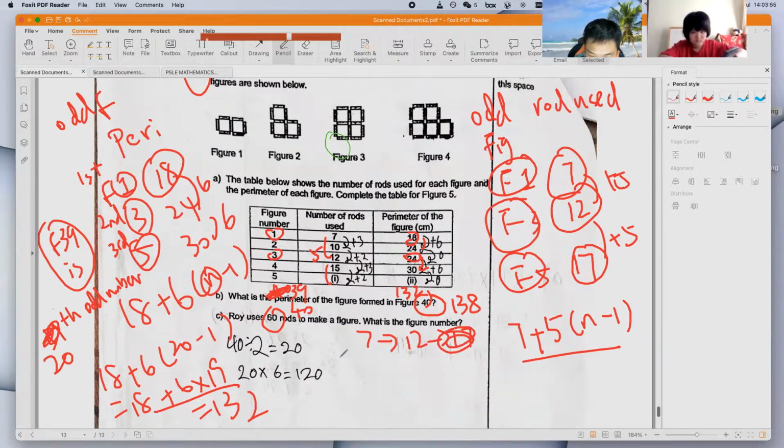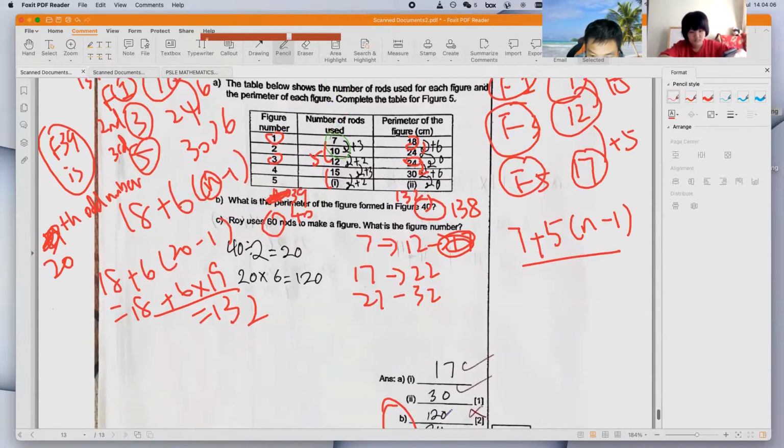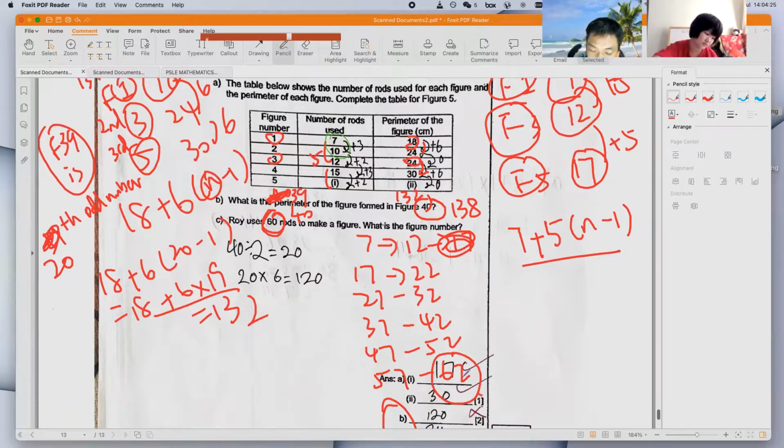Actually the pattern is this. 22, right? Then it's 27, 32, 37, then 42, then 47, 52, then 57, then 62, right? So you don't have the 60 rods, but never mind. Find the 62 rods first. 62 minus 2 equals 60.